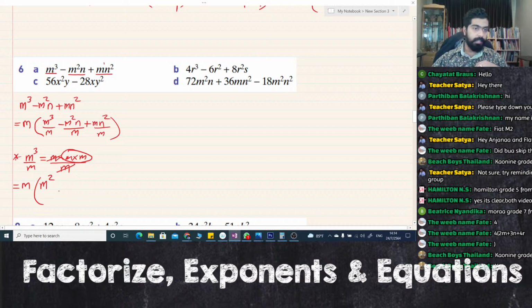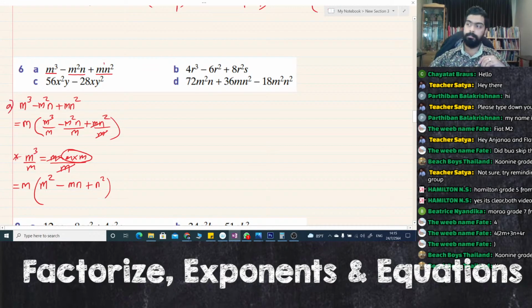Now, let's go to the second term. We have a minus here, so we put that minus down. Now m square n divided by m is going to give us mn, right, guys? And plus we got mn square over m, and of course here this m and m can easily simplify itself. So the answer we'll have is n to the power of 2, n square. And that would be our final answer, guys, right? So when we factorize this, that will be our final answer.